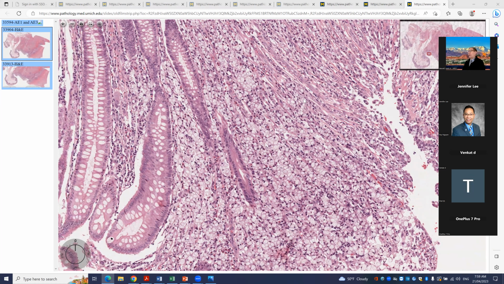So the question is, how would I differentiate goblet cell adenocarcinoma versus signet ring cell adenocarcinoma by morphology? That's a very challenging question, and I don't think we would be very adept at that.